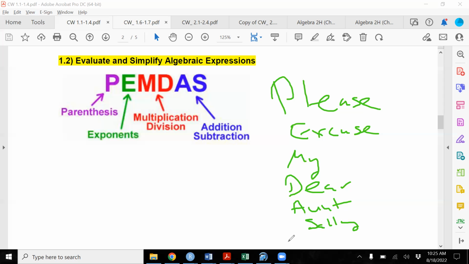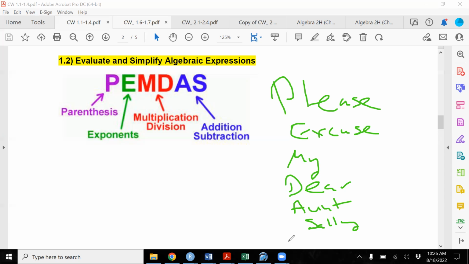What this means is that there's a hierarchy of operations. When you see a bunch of wacky operations, you have to follow this hierarchy. So you do the parentheses first, then the exponents, then multiplication. Multiplication and division are actually interchangeable, but when you see them both in the same problem, they go from left to right. Then addition and subtraction, which are also interchangeable, but if you see both in the same problem, they go from left to right.